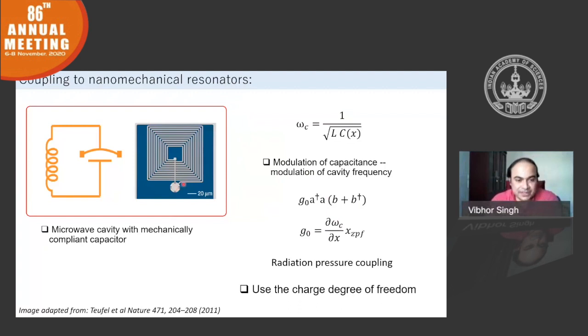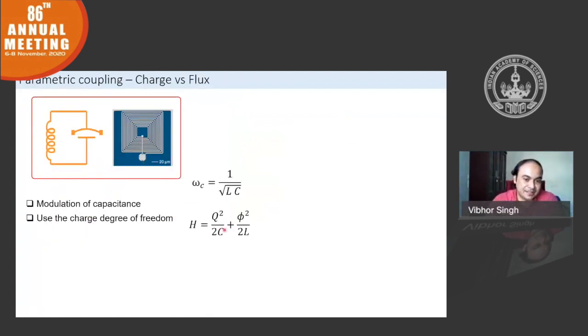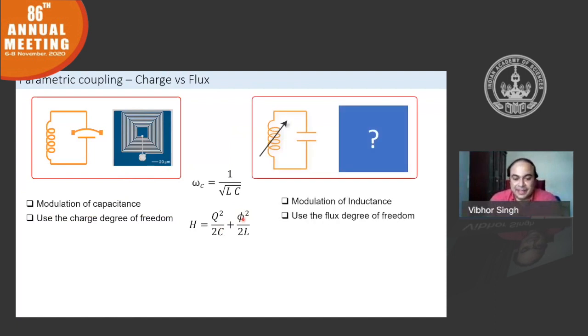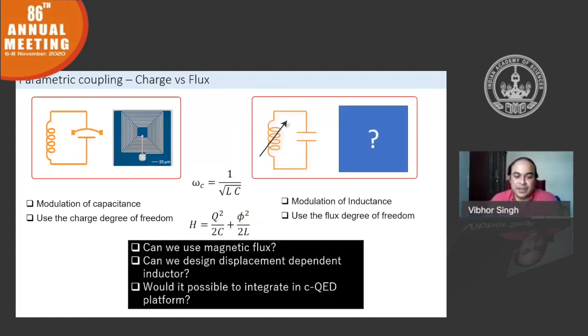Okay. So the question that we asked in our lab was, if we write down the Hamiltonian for such an electrical circuit, we have a charge degree of freedom and we have a flux degree of freedom. Would it be possible to design a similar device where we could use the flux degree of freedom? So the question boils down to this: can we make an inductor which is displacement dependent, and would it be possible to integrate it in a circuit QED platform when we design such a device?